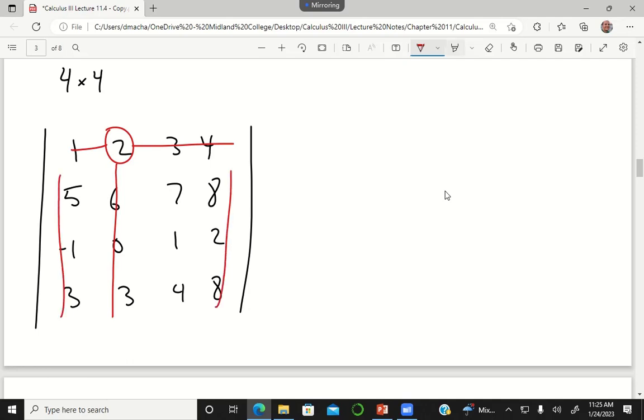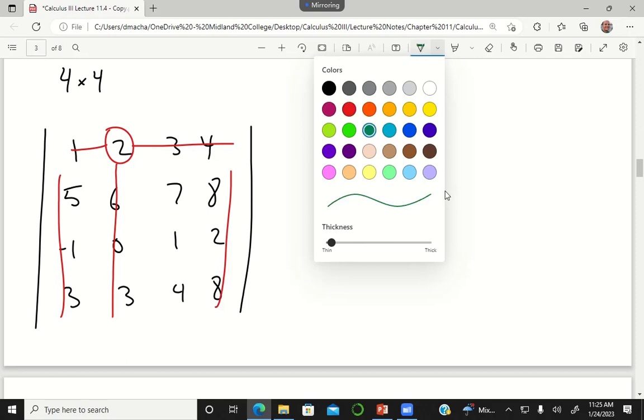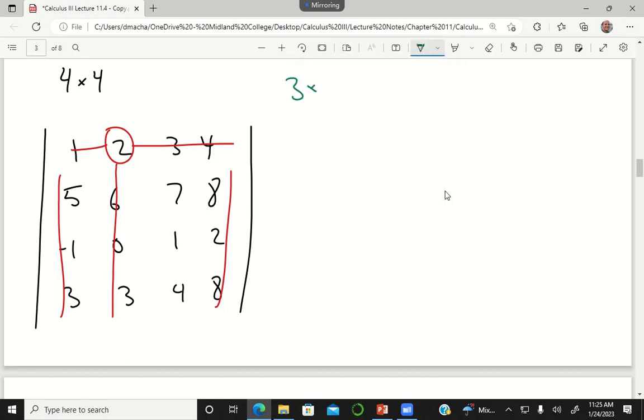So remember, for a 2 by 2 matrix, that determinant was so easy. But in a 3 by 3 matrix, this determinant required us to take 3 2 by 2 determinants. If you want to take the determinant of a 4 by 4 matrix, you have to do 4 3 by 3 determinants.